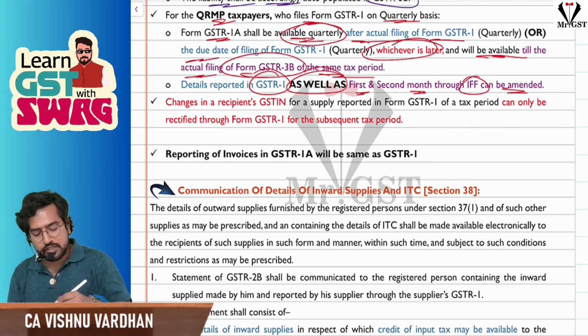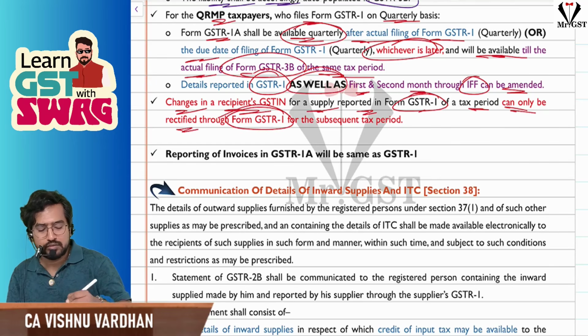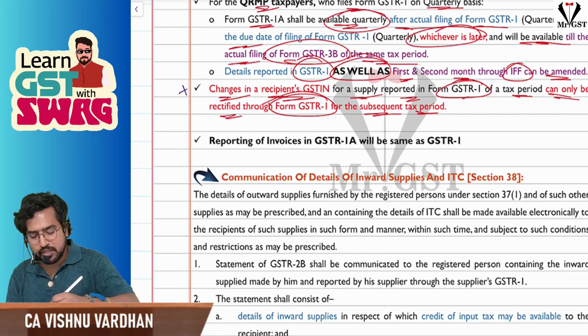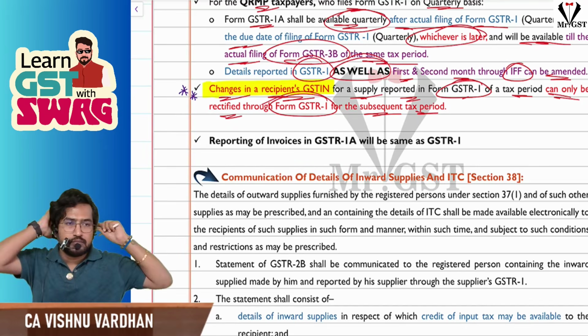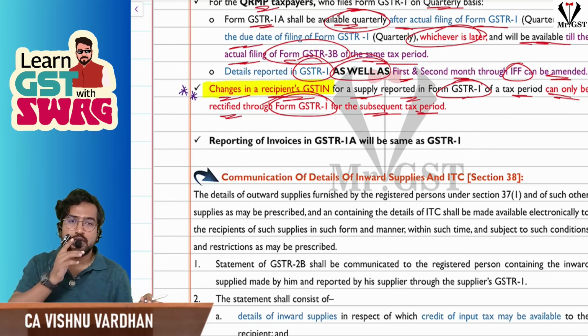Okay. Next, changes in recipient GSTIN for a supply reported in GSTR1 can only be rectified for the subsequent tax period. Mark it important. What is that? If you want to change customer's GST number itself, sorry, it is not possible in the same period. Next month GSTR 1 only you have to use. The amendment tables you can use and rectify them.